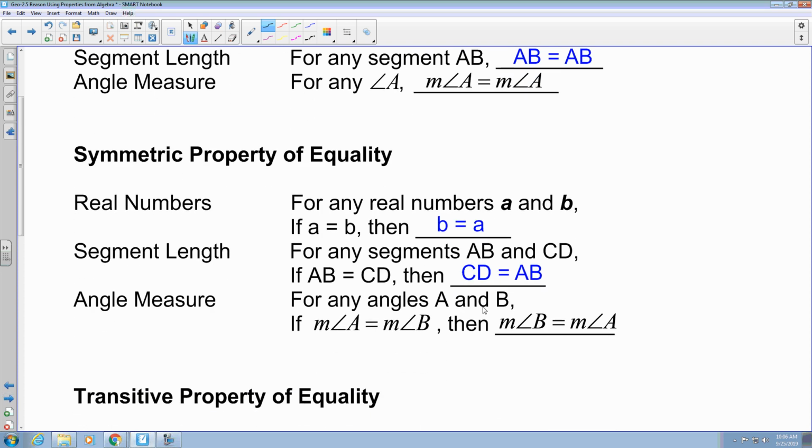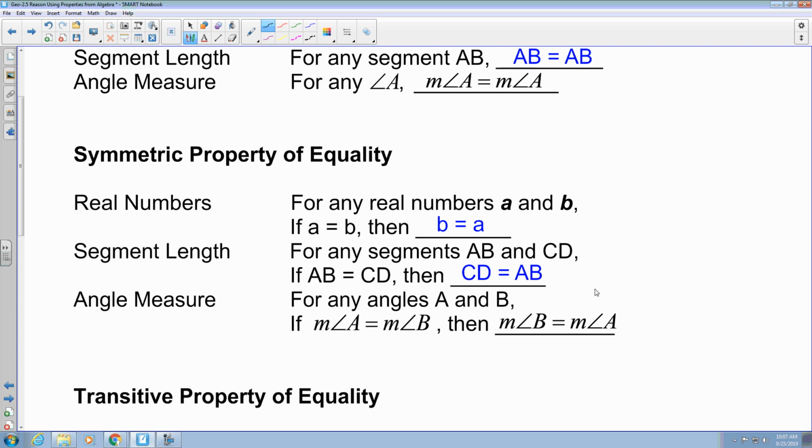Here is the symmetric property of equality. For any real numbers A and B, if A equals B, then B equals A. You just flip them around. Same thing here. For any segments AB and CD, if AB equals CD, again, you just flip it around and say CD equals AB. And for any angles A and B, if the measurement of angle A equals the measurement of angle B, again, you flip them around and say the measurement of B equals the measurement of A.